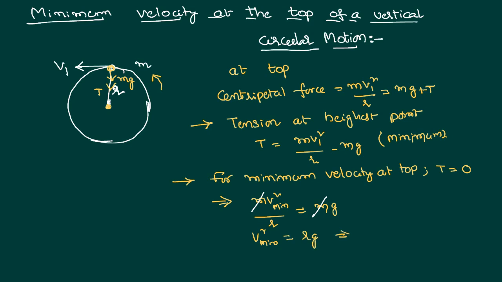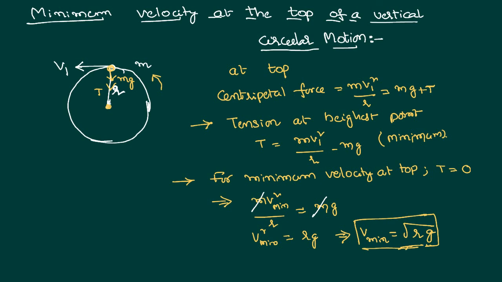That implies the minimum velocity at the top of the vertical circular motion is the square root of the radius of the string and the acceleration due to gravity. If you provide at least this much minimum velocity, the body can continue the vertical circular motion at the top. Remember, it can be bigger than this, but it cannot be smaller than this.